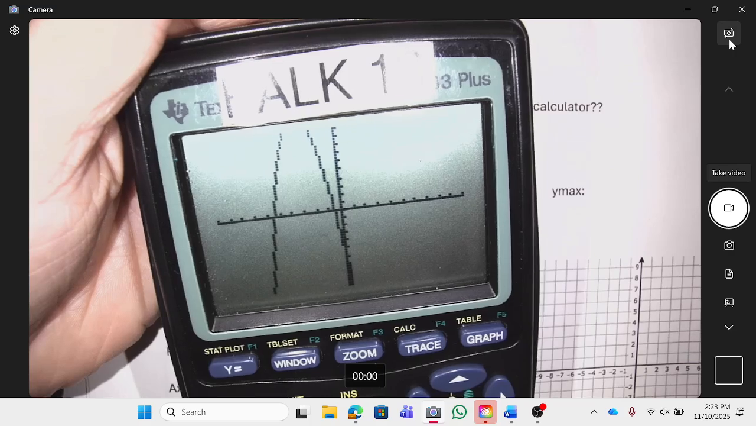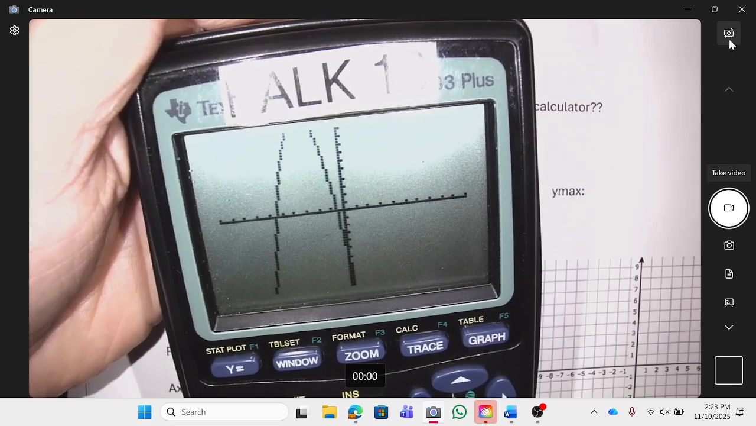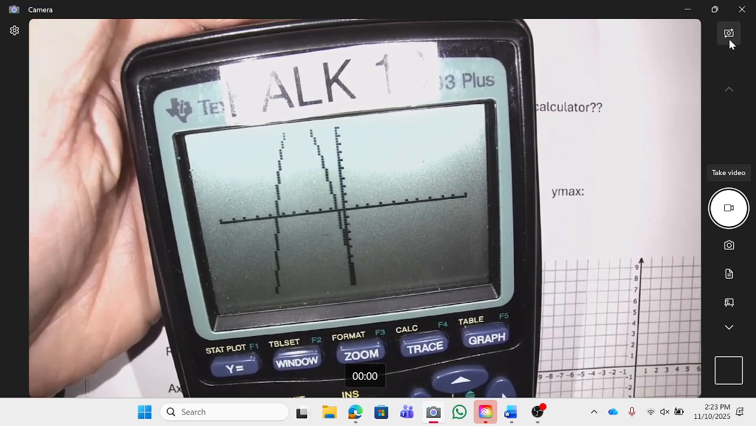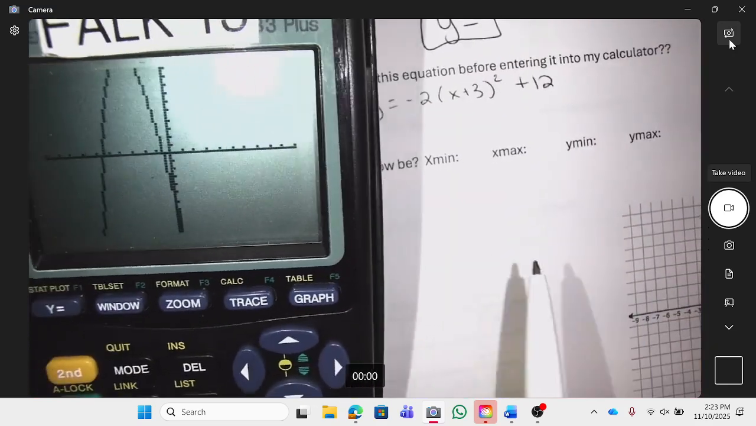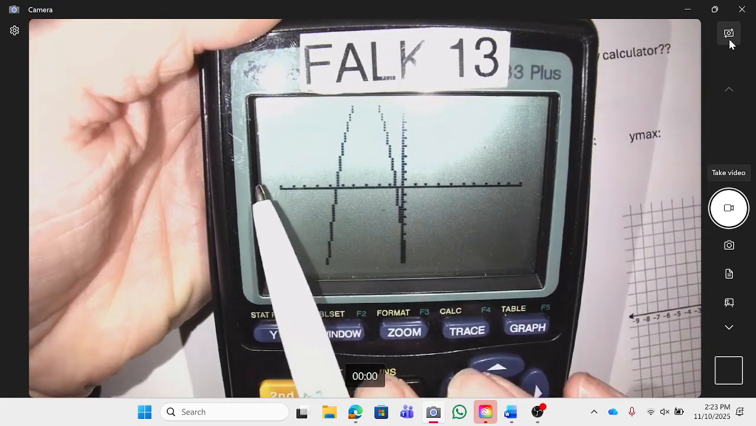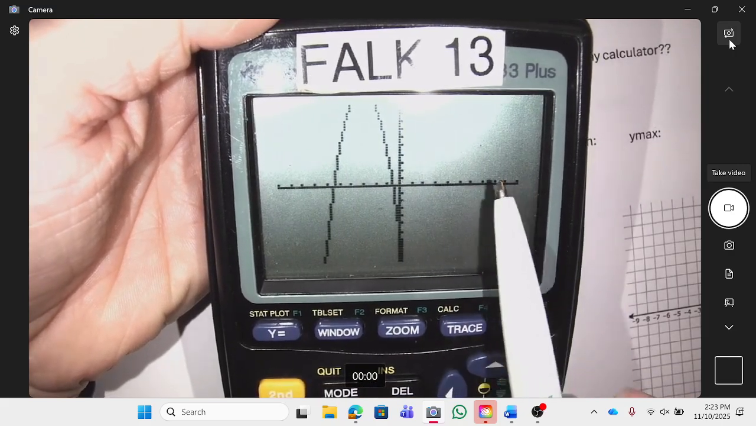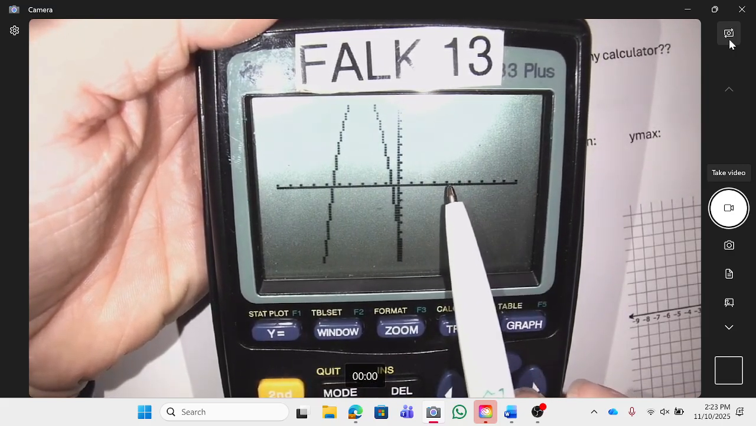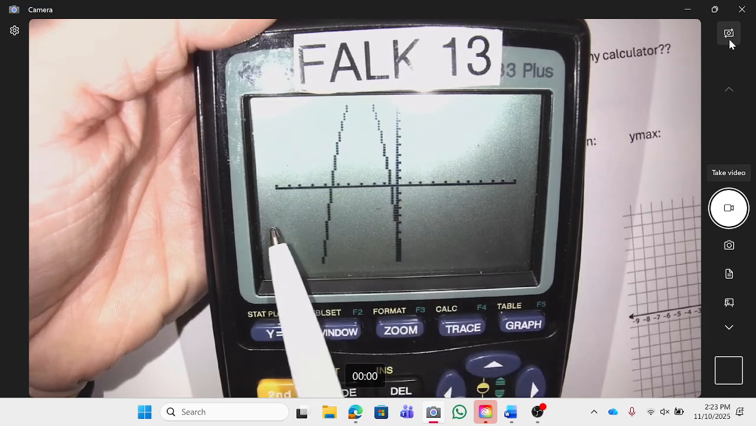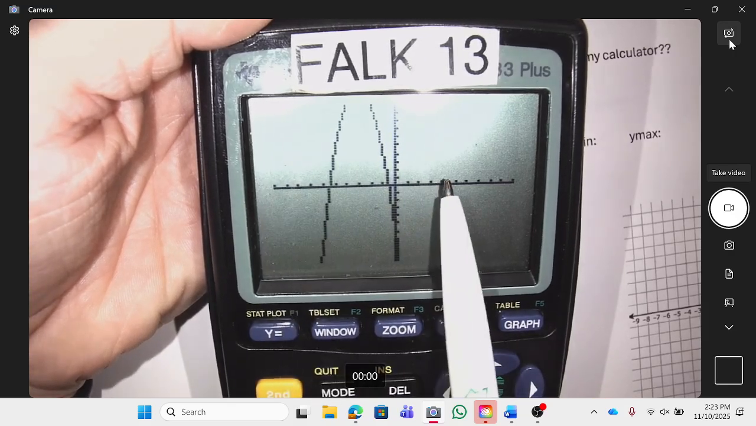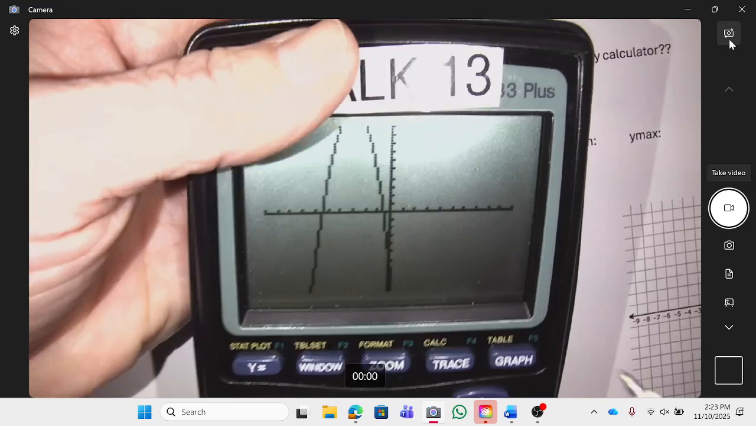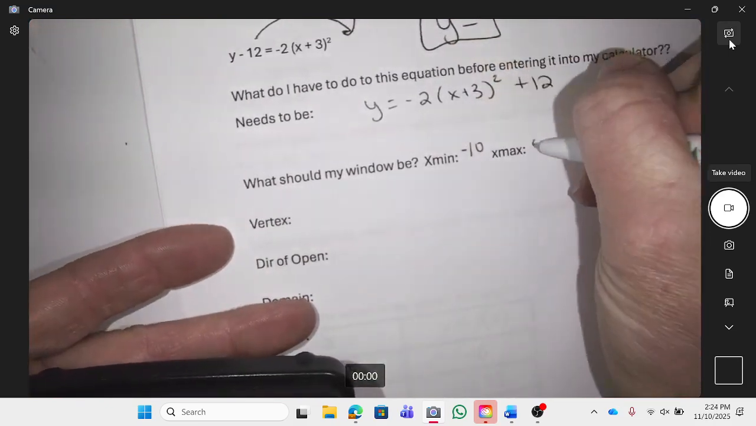Okay, so here's my screen. I did it off of a Zoom 6, which is the 10 by 10, right? Okay, let's make a window here. My x-min, I think this -10 is good. I really don't need 10. Do you want to just do like 5 on that side? Is that okay? So -10 over here is good, but maybe just 5 on that side. So -10 to 5.